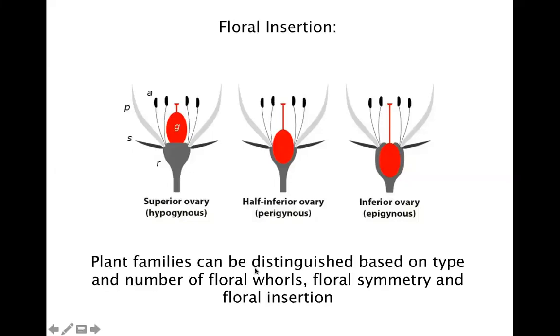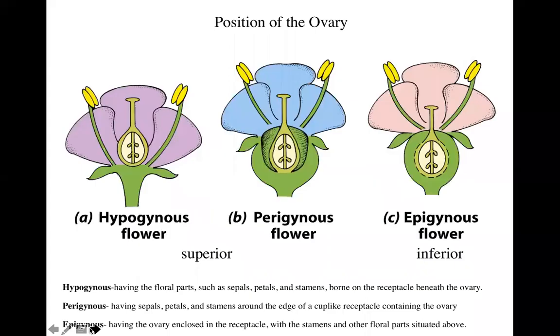Plant families can be distinguished based on all of the characteristics I just described: the number of floral whorls, the symmetry, and the floral insertion. We'll be using specific key sheets to help you identify these features before you begin to identify a plant, so that you can more easily work through the key couplets. This is just an alternative illustration of the superior and inferior ovaries that you can review on your own.